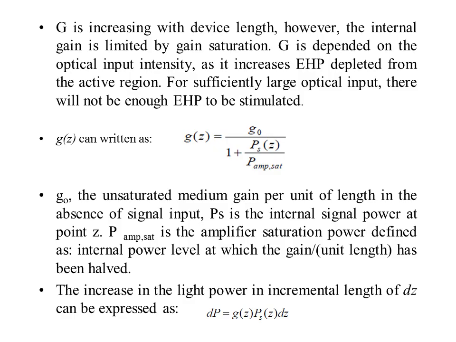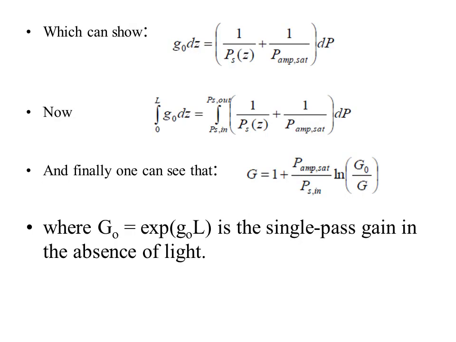So the increase in the light power in an incremental length dz can be defined as dP is equal to G of Z, PS of Z, dz. PS of Z means it's the internal signal power at the point Z. So the increase in the light power increases the overall gain. It is given by the equation like this. So finally, G is equal to 1 plus P saturation amplifier divided by PS of Z, ln G0 divided by G, where G0 is equal to exponential G0L, the single pass gain in the absence of light.